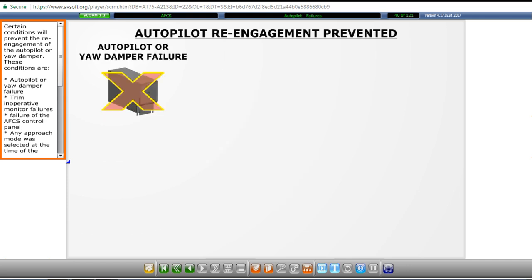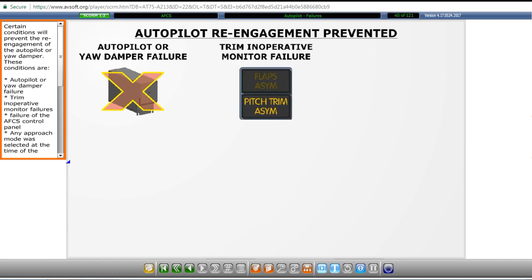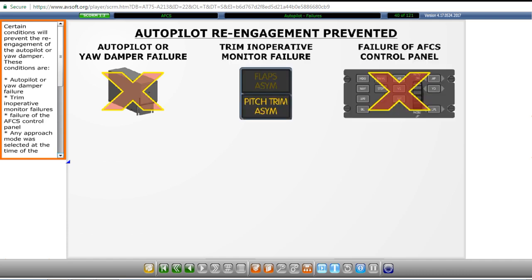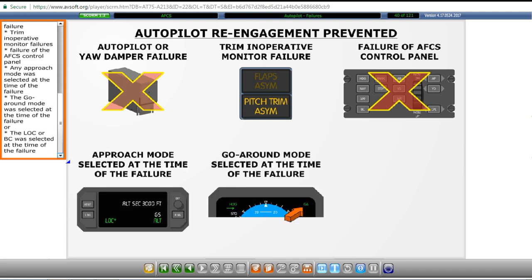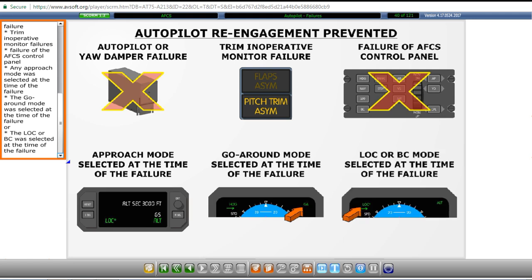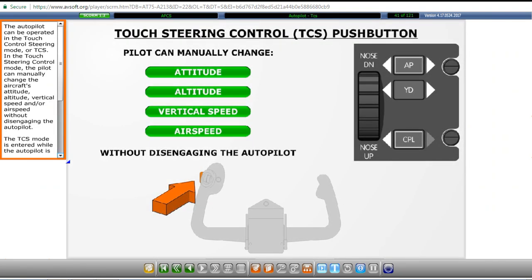Certain conditions will prevent the re-engagement of the autopilot or yaw damper. These conditions are autopilot or yaw damper failure, trim inoperative monitor failures, failure of the AFCS control panel, any approach mode was selected at the time of the failure, the go-around mode was selected at the time of the failure, or the localizer or back course was selected at the time of the failure.